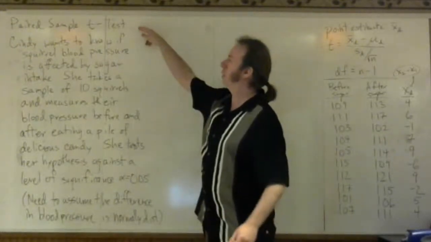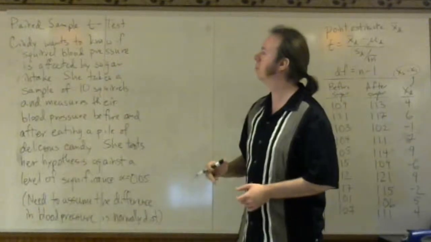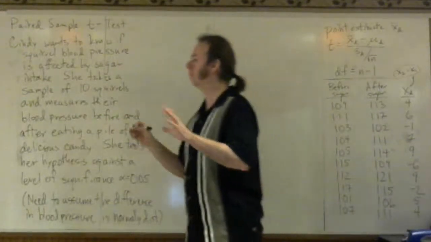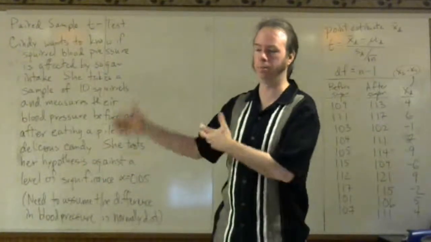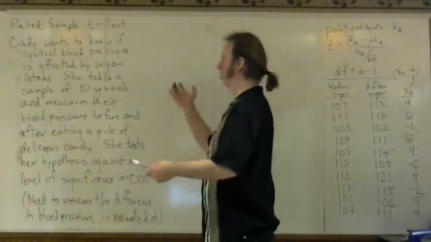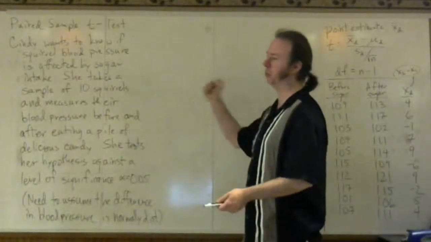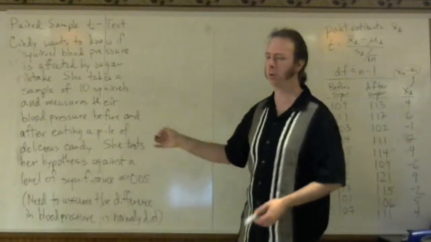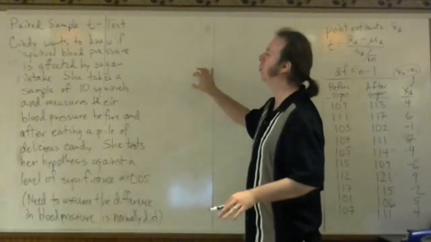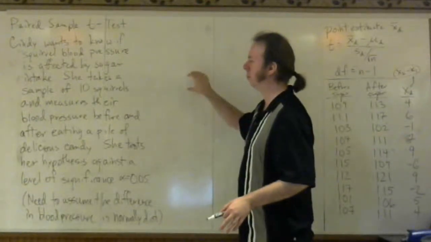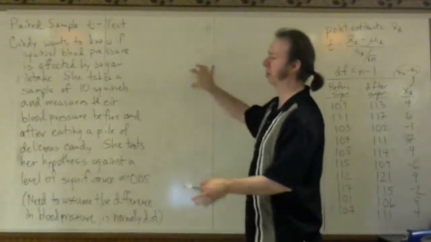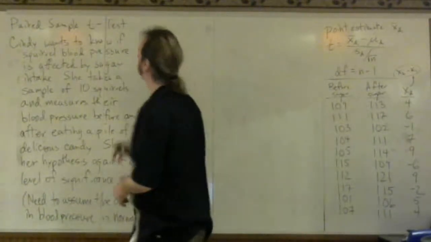Alright, this time we're doing a paired sample t-test. This is when we have two samples that are coming from the same individual. So I have one individual that's giving me two different data points, or something similar to that, where the samples have this one-to-one relationship with each other.